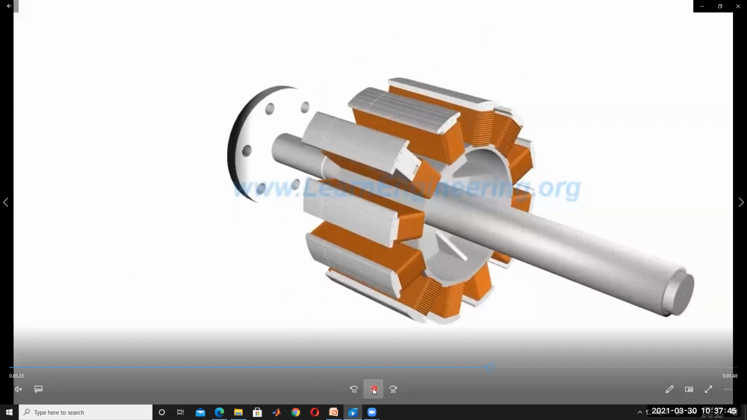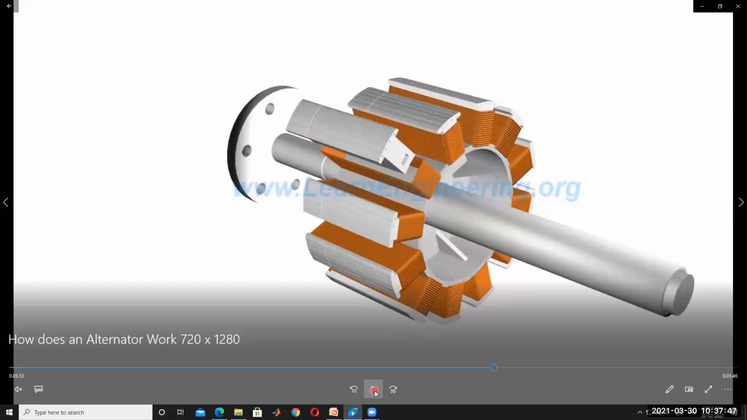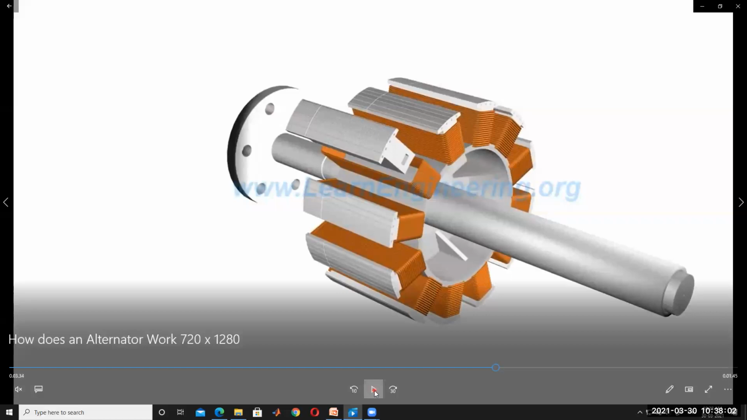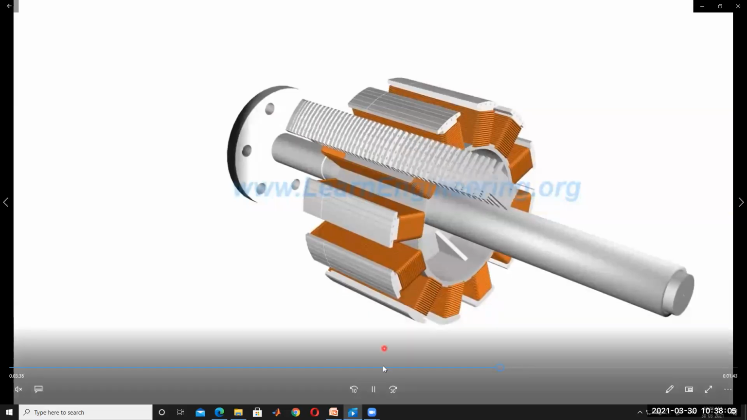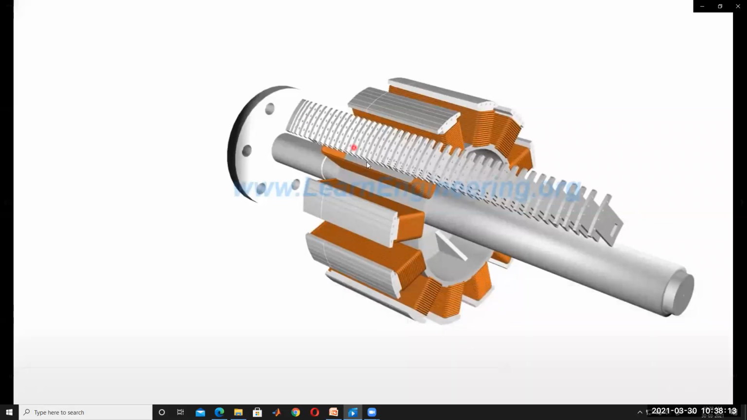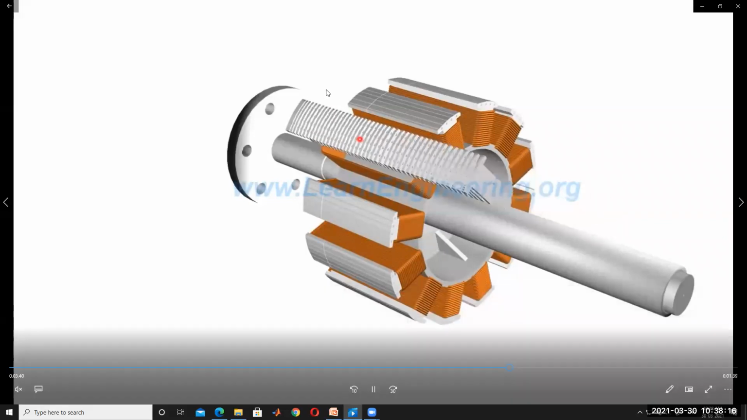But a non-salient pole motor is not like that. A non-salient pole motor rotates at very high speed, maybe 3000 rpm. In the range of 3000 rpm, the non-salient pole rotors are rotating. The rotor is constructed not as a single solid material but as different strips, to reduce the eddy current losses. The rotor is constructed in this manner.